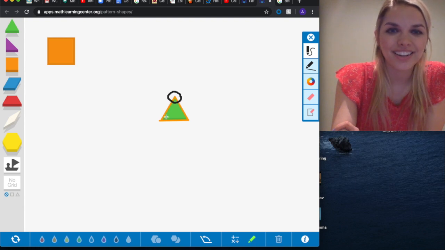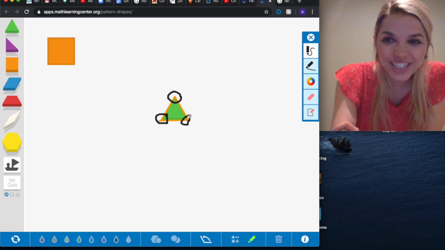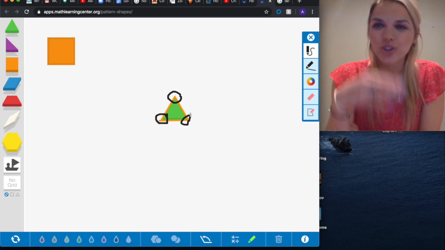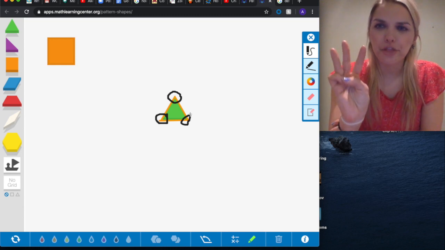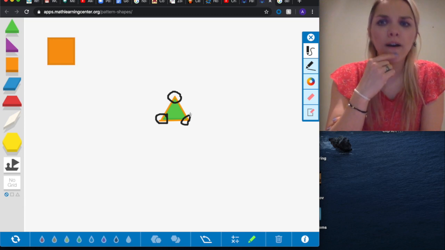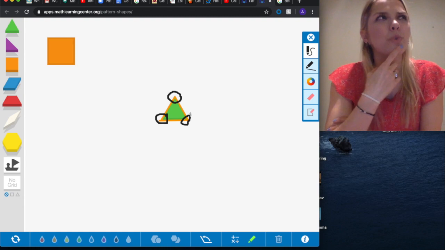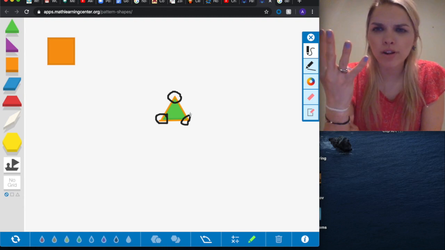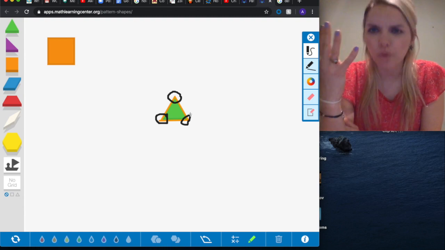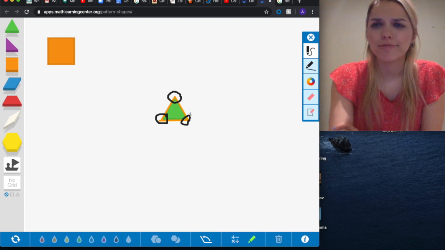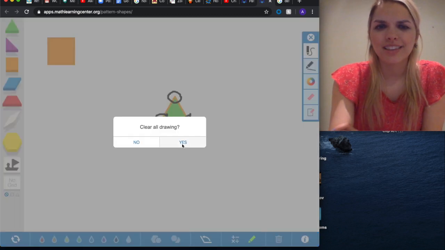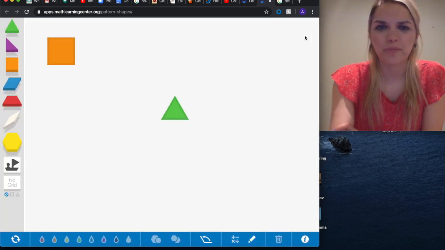1, 2, 3 vertices. So our triangle had 3 lines and 3 vertices. And our square had 4 lines and 4 vertices. Very interesting. Let's go ahead and look at another shape.